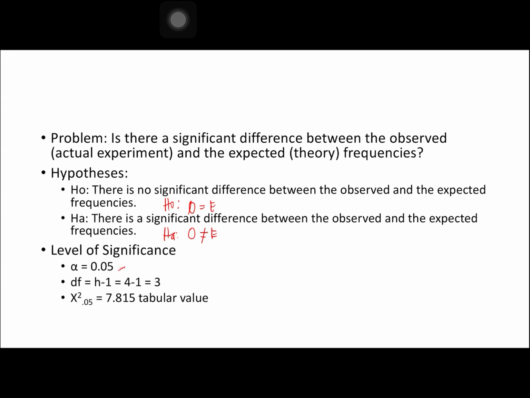Okay? For the degrees of freedom, our k here represents the number of groups. Since we have 4 groups, we have 4 minus 1, that is equal to 3. And chi-square at 0.05 with 3 degrees of freedom is 7.815. This is our tabular value.